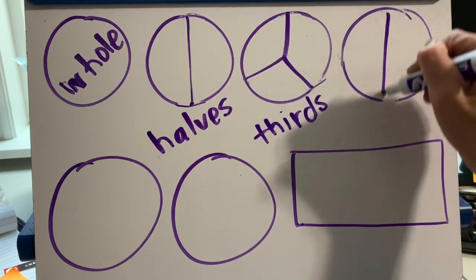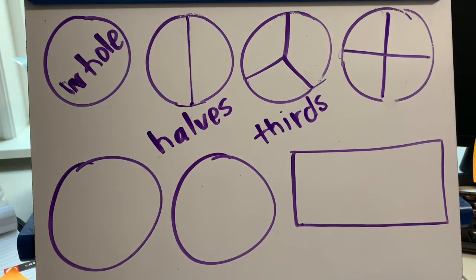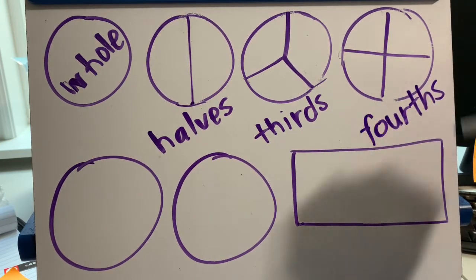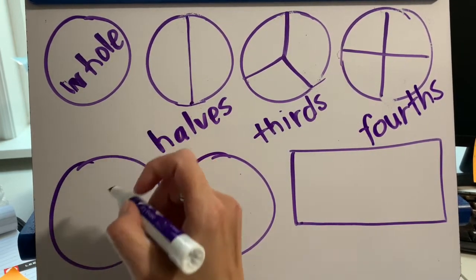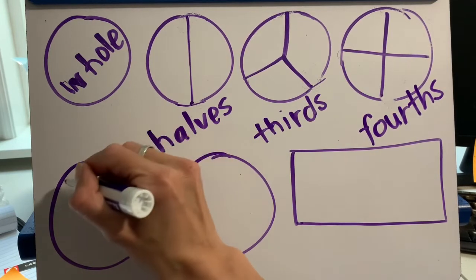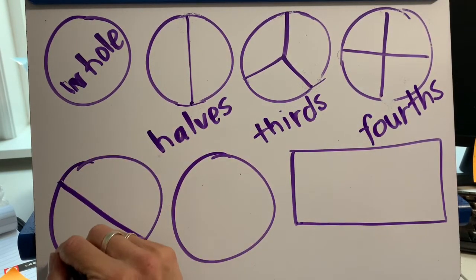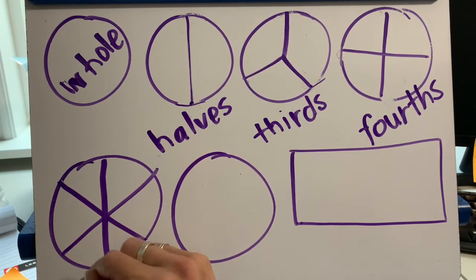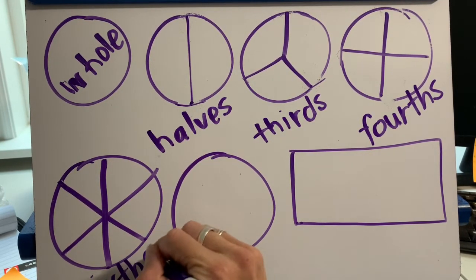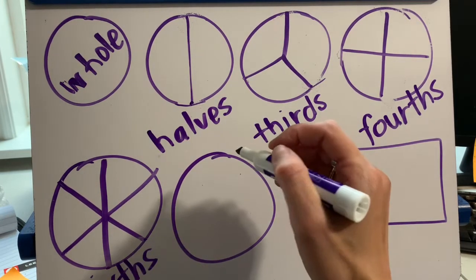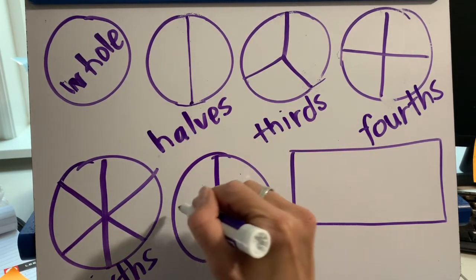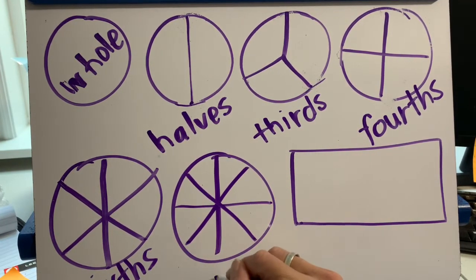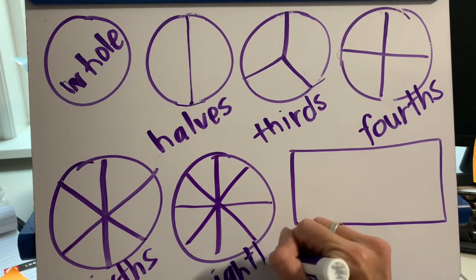If I were to cut this circle into four equal parts, I would have what we call fourths. If I was going to cut this into six equal parts to the best of my ability, I draw one big fat X and a line down the middle, and I would call this sixths for my six equal parts. If I was going to cut this into eight equal parts, I'd have a plus sign and a times sign, and I would call these eighths.